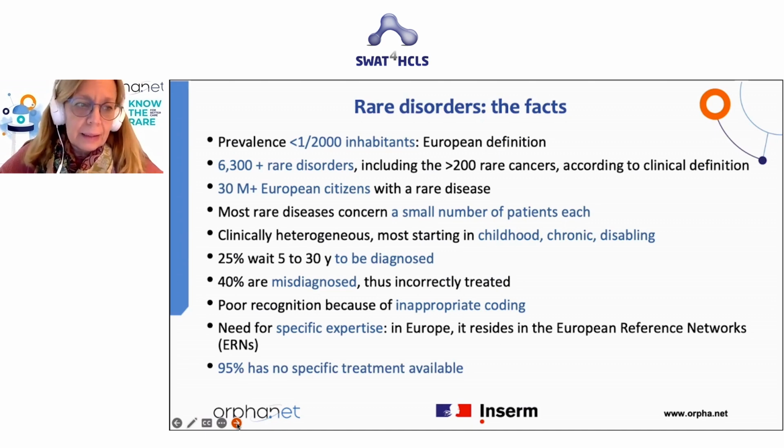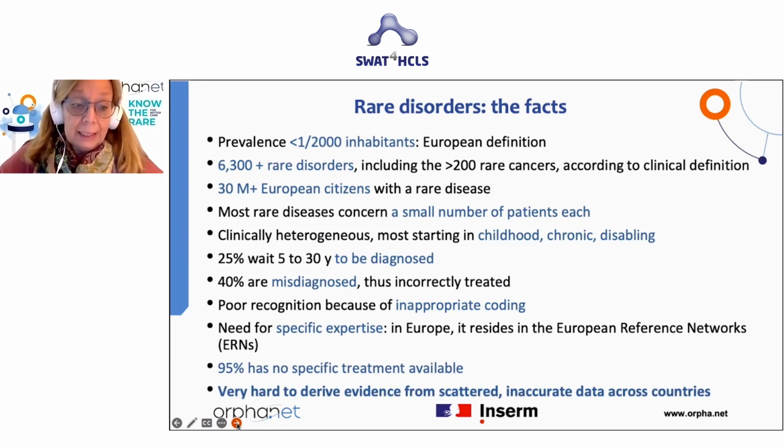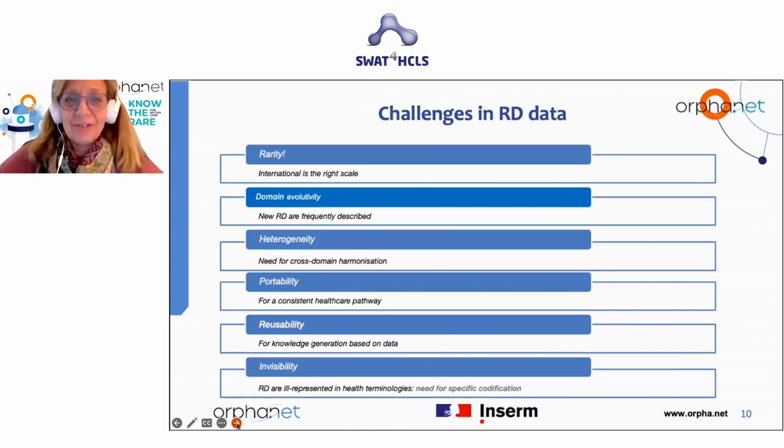And I hope you understand more and more at which point it's important to have a critical mass of data. So that is the main challenge, because we need evidence, but we need to derive this evidence from scattered, inaccurate data across countries. And that is the fair challenge in the rare disease field. So the variety is the main challenge.